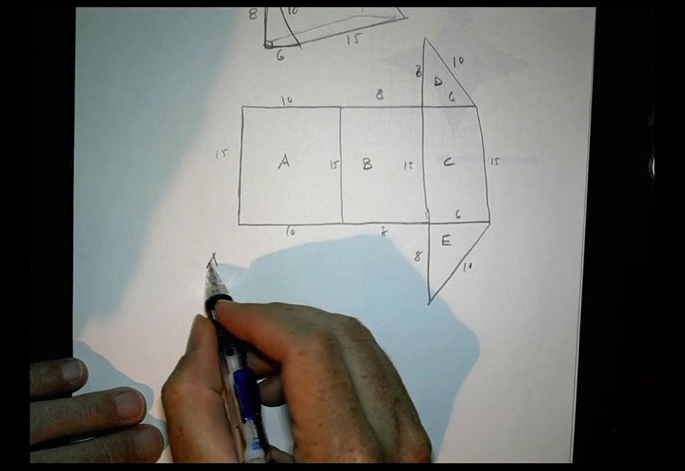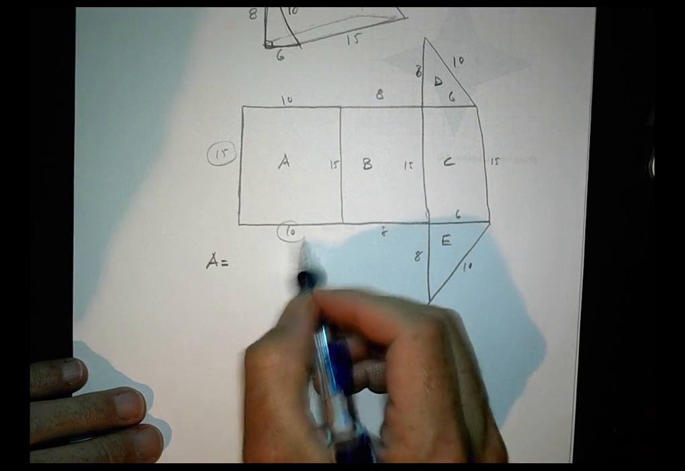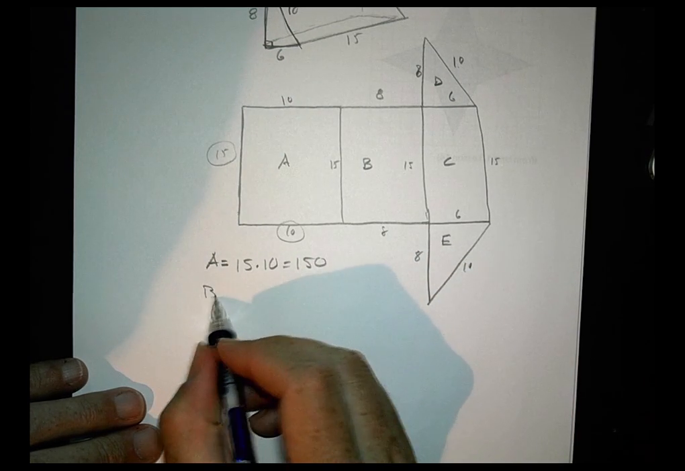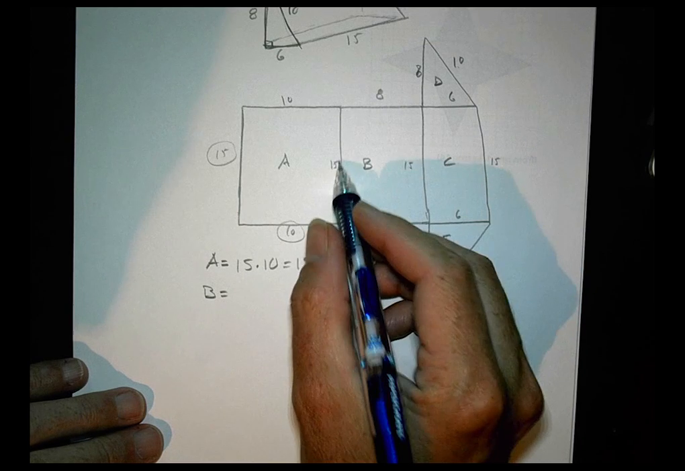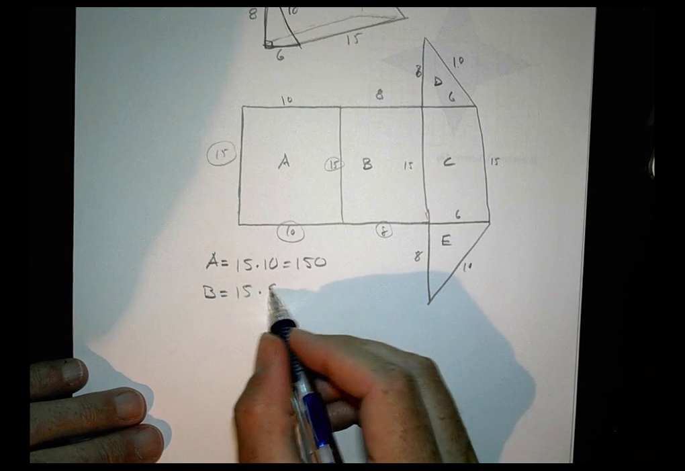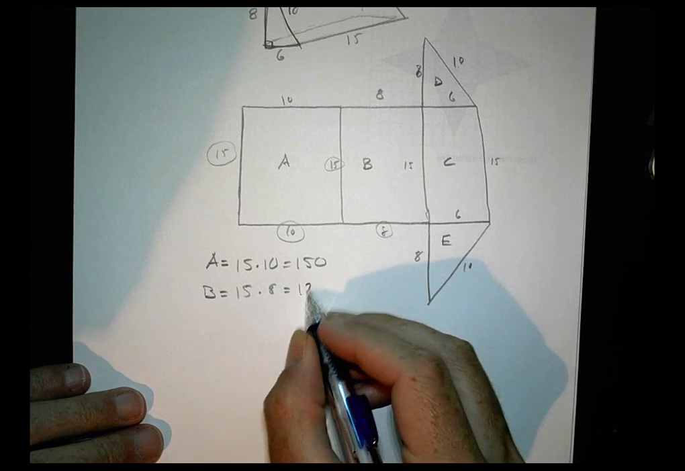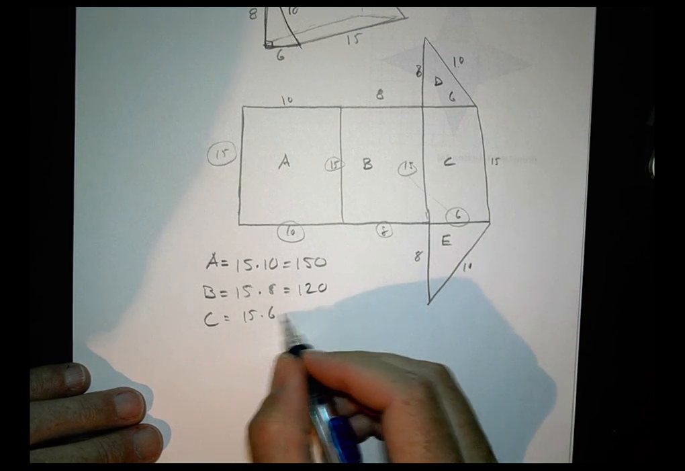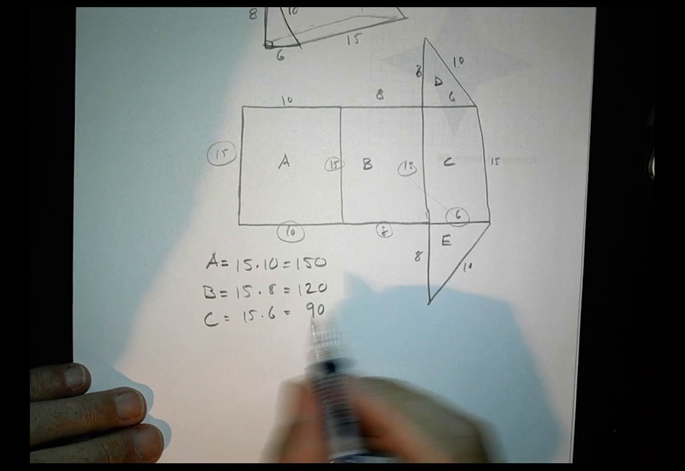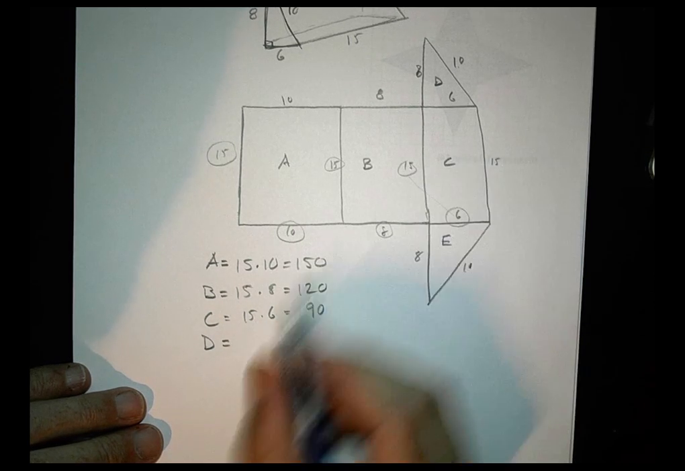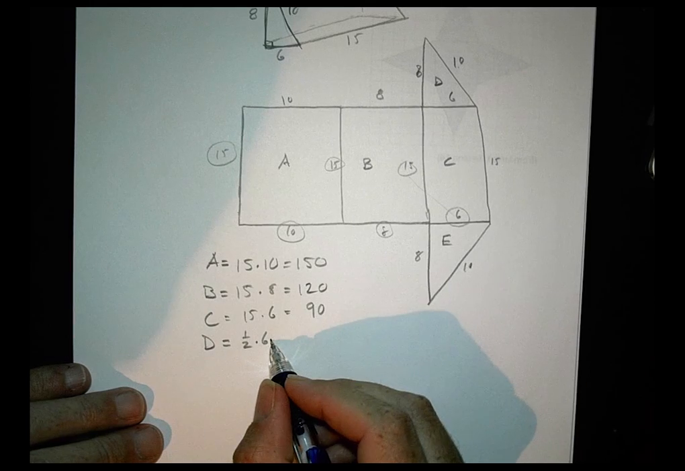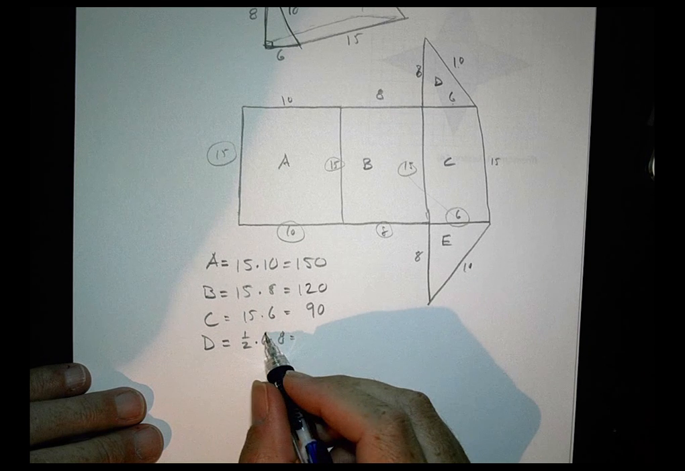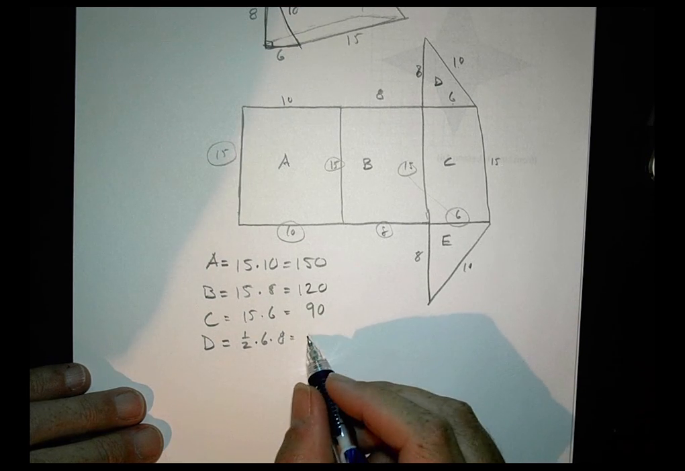The surface area of part A would be the length times the width, or 15 times 10, which is 150. The area of B would be 15 times 8, which in our case equals 120. For part C, it's 15 times 6, which equals 90. And then I'm left with part D, which is a triangle, which will be 1/2 of the base times the height. So half of 6 is 3, 3 times 8 is 24.